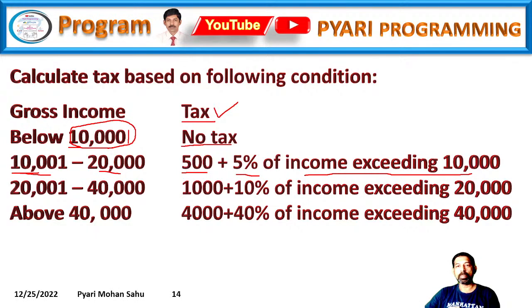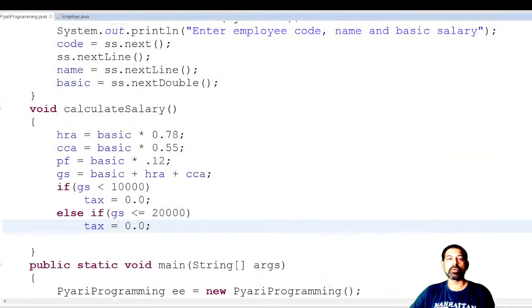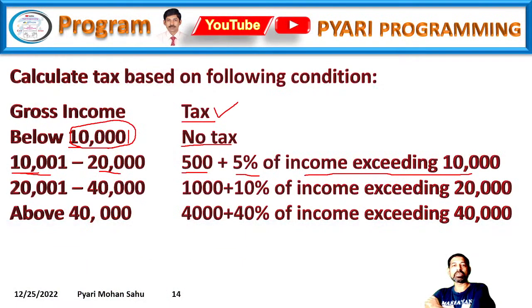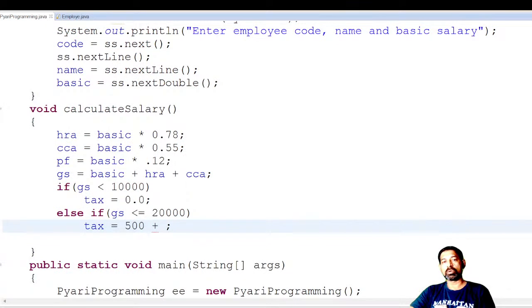Now what will your tax be? Tax is equal to, what is given in the tax? Tax is 500 plus 5%. So first of all we'll see that 500 plus 5% of the income exceeding 10,000. Here the logic lies, 5% of income exceeding 10,000. So up to 10,000 no tax. Whatever amount is exceeding 10,000, on that we have to apply the tax. Now who can tell me about this exceeding part?